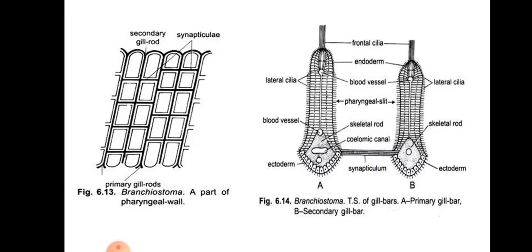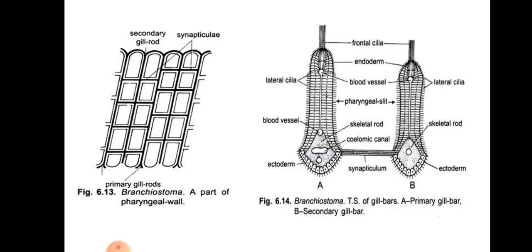Now what do you mean by forked? It will be split. Now if you observe this picture towards your left hand side, it shows both primary gill bars and secondary gill bars. So if you observe the primary gill rods, they are forked into two, split into two, whereas the secondary gill rods are not split into two, they are continuous.